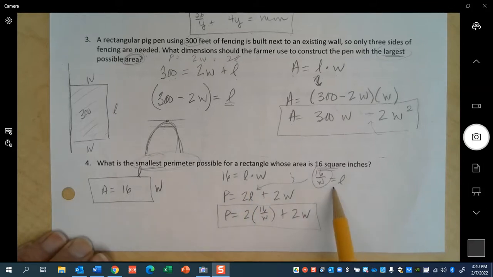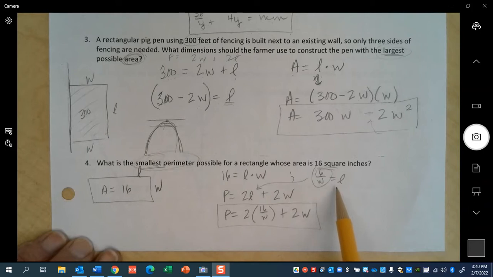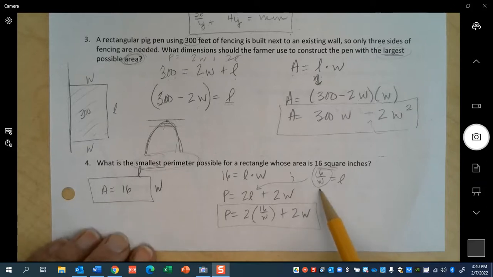I'm going to solve for one of my variables. Keep in mind, you could have solved for W in terms of L. I just happen to have solved for L in terms of W. I'm going to minimize my perimeter, which is twice my length plus twice my width. And I'm going to go ahead and substitute this expression for length in here. Notice now I have all W's. Perimeter is equal to 2 times 16 divided by W plus 2W.